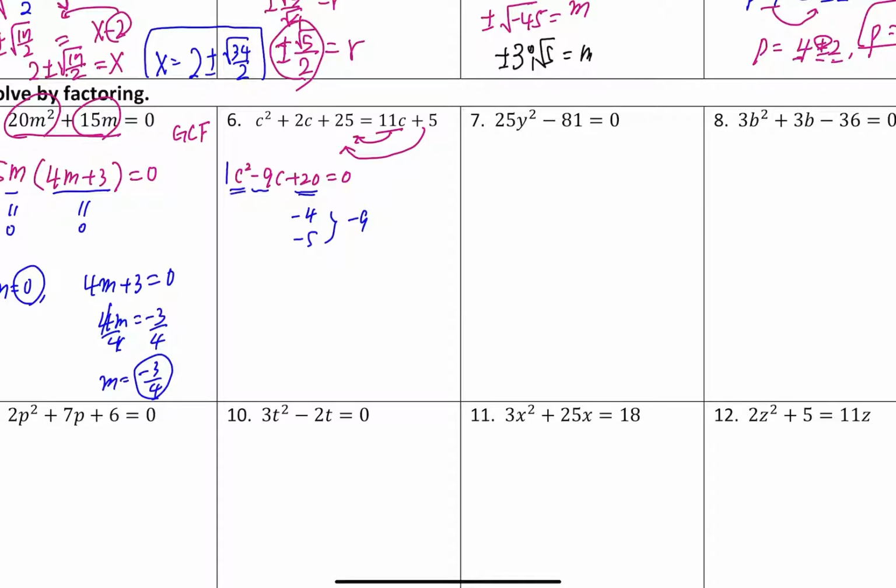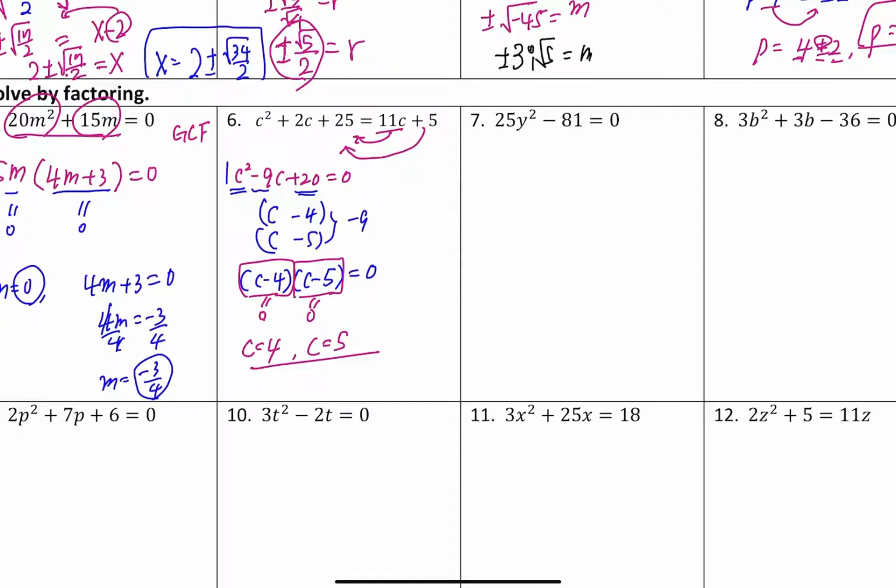There are two c's, right? c squared. So you put one c here, the other c is here. This is right factoring. So (c - 4) times (c - 5) equals 0. And then use 0 property. When first factor equals 0, c equals 4. When second factor equals 0, c equals 5.